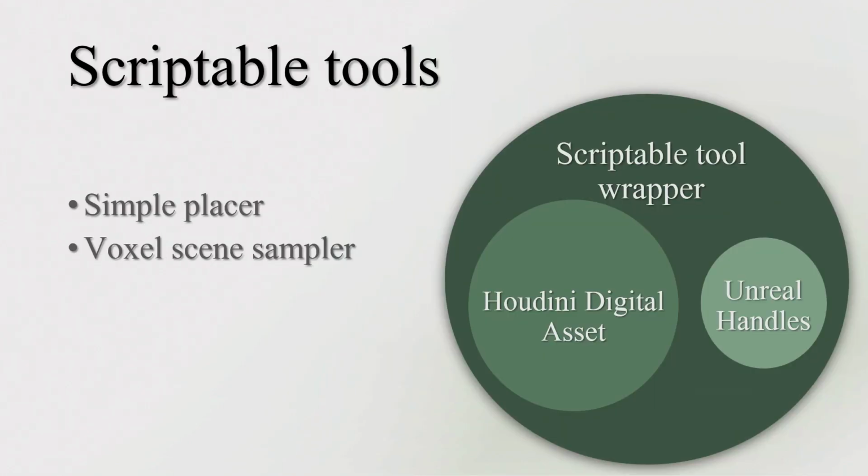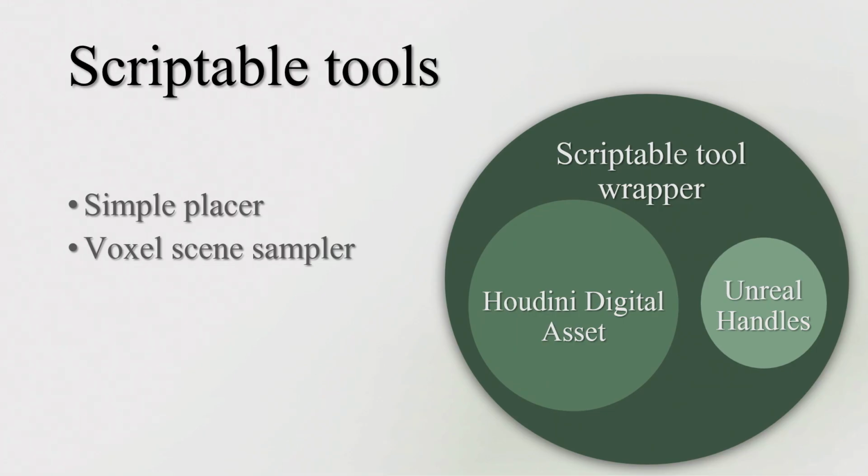So what will the scriptable tools do for us? We have two small examples right now. We have a simple placer where basically you don't have to place your HDA by hand in the scene anymore. It's a little bit of a wrapper around the Houdini digital asset, which instantiates it for you into the scene. And it can provide some easy handles to do some basic placement or to set some basic parameters. So you don't have this messy interface, but just a clean, nice interface to work with.